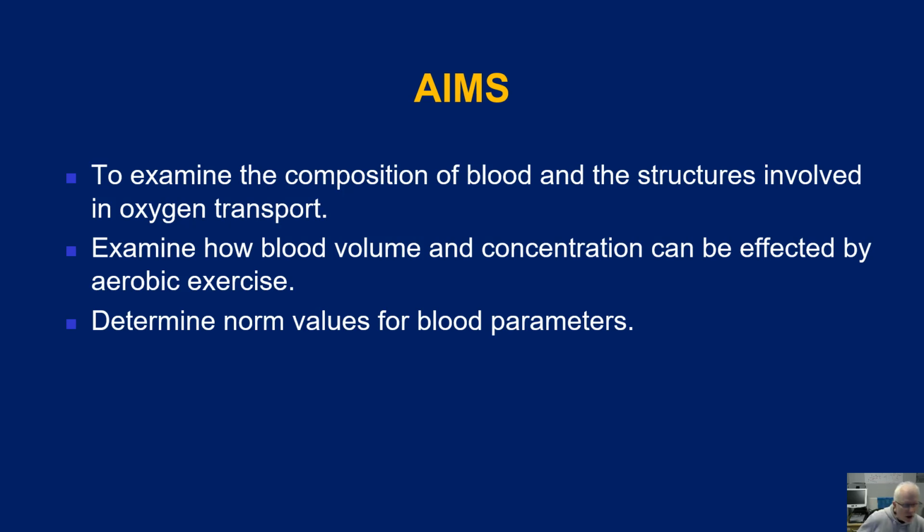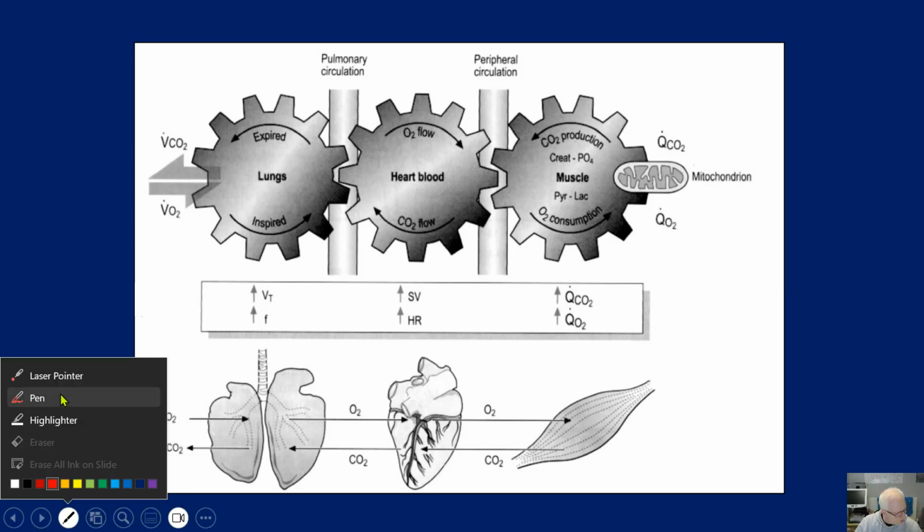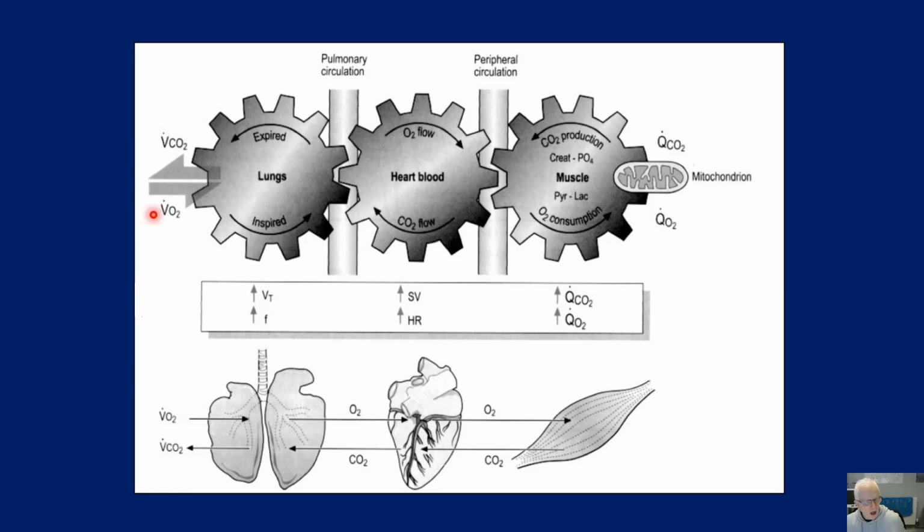And then, of course, overarching all of this, we're going to determine norm values for these blood-based parameters. Now, the reason we're focusing on these hematological factors, if we're considering a wider journey, which is that of endurance physiology, is that in essence the whole process, which we can see on our screen here, is this idea of moving and using oxygen.